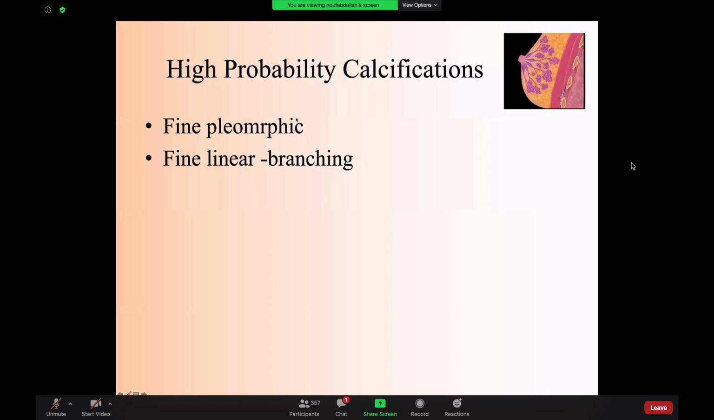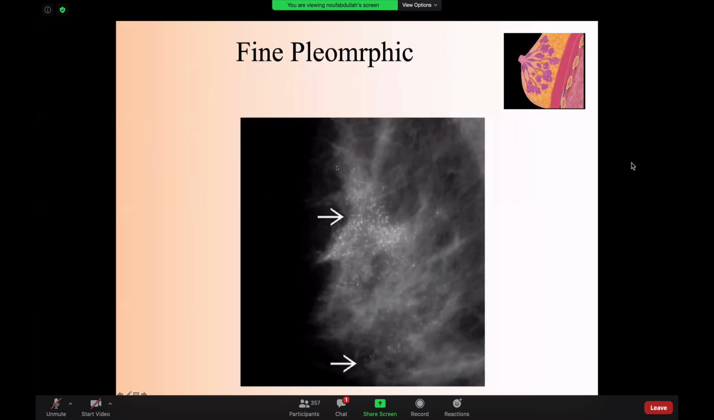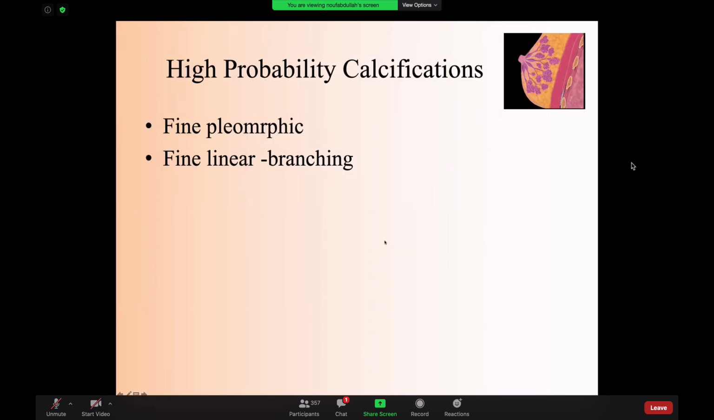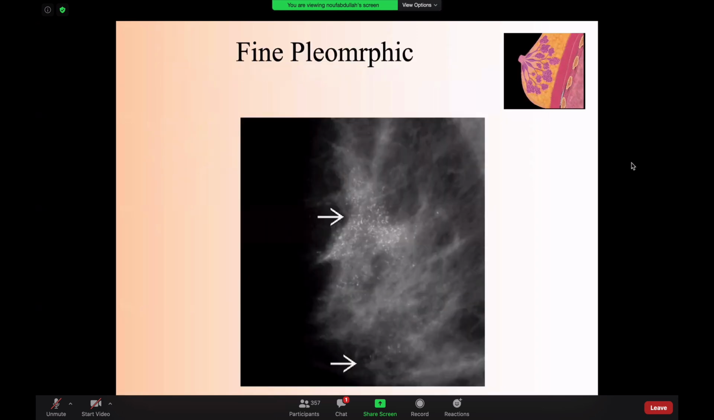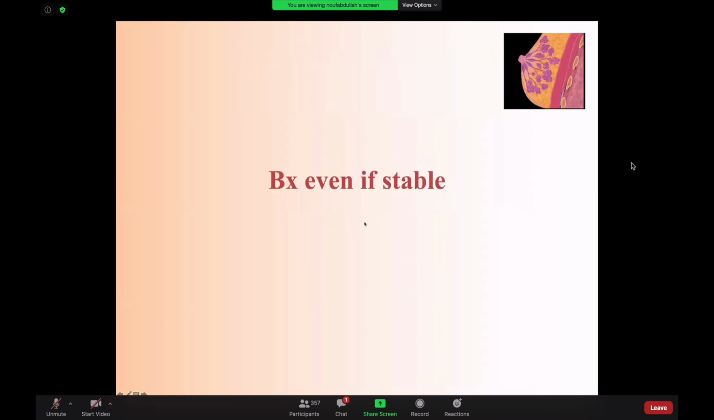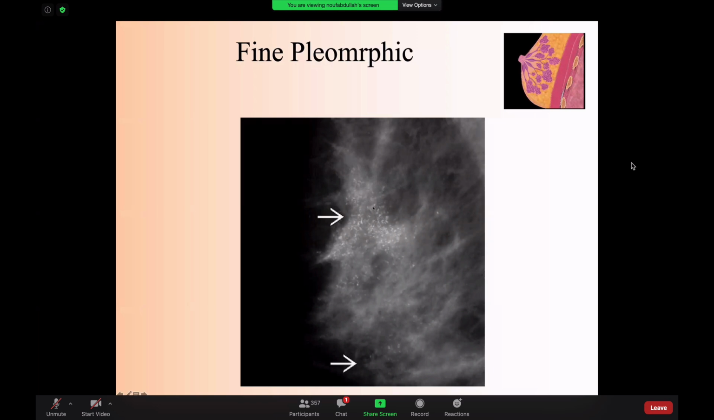The microcalcifications that are definitely malignant are the fine pleomorphic and fine linear branching. Once you see these, they are cancer. If I want you to memorize how fine pleomorphic looks, they always look as if you had a piece of glass that is broken into tiny, tiny pieces. When you look here, you see that these are slightly in a segmental distribution. This is BI-RADS 5, very suspicious for malignancy.